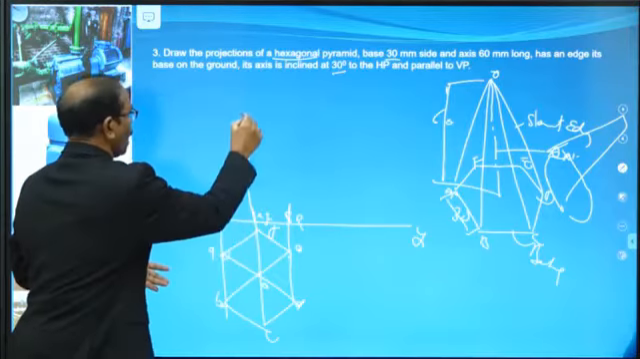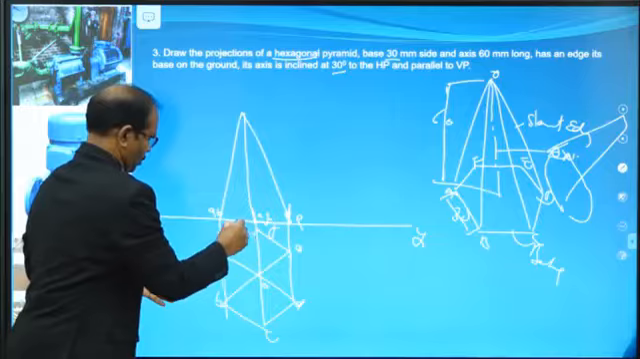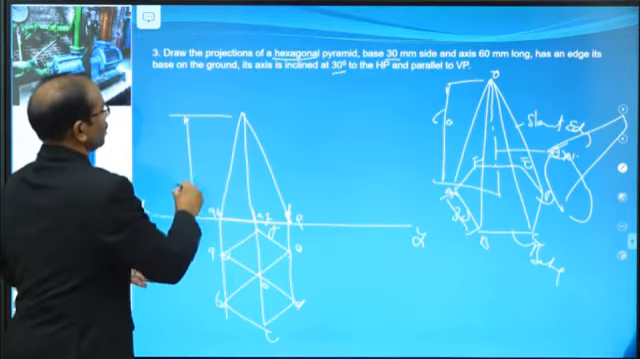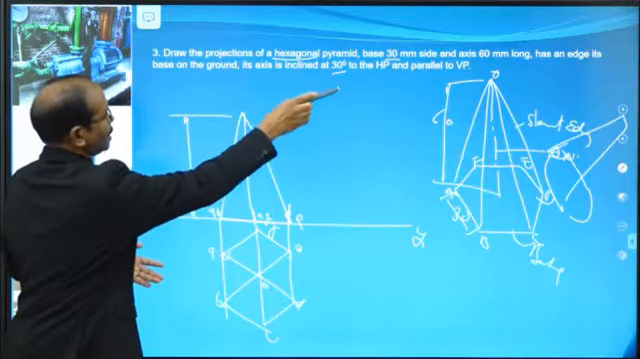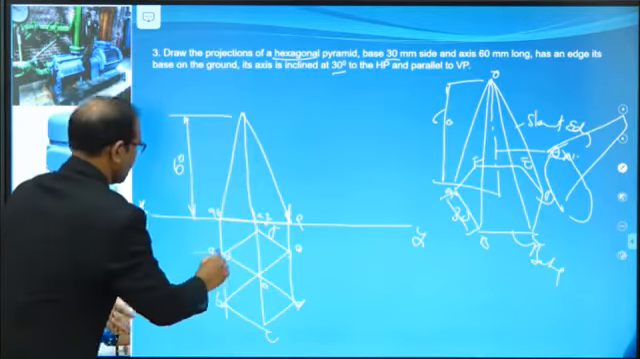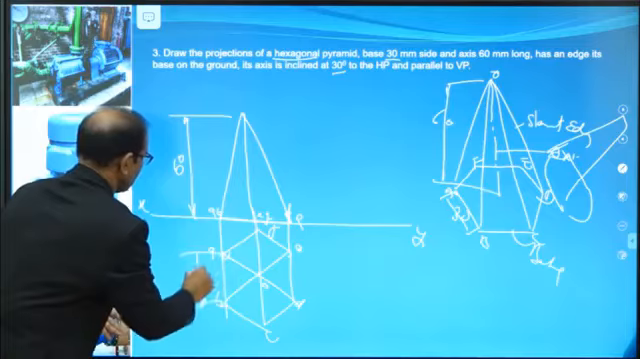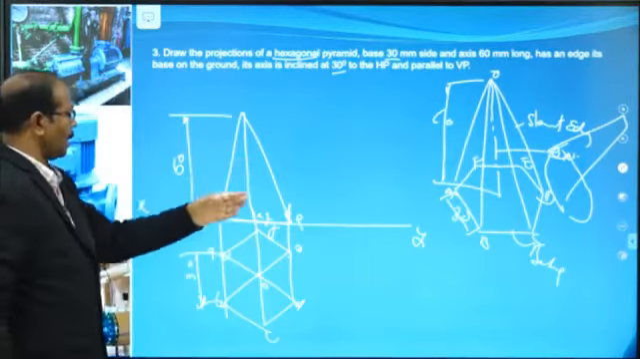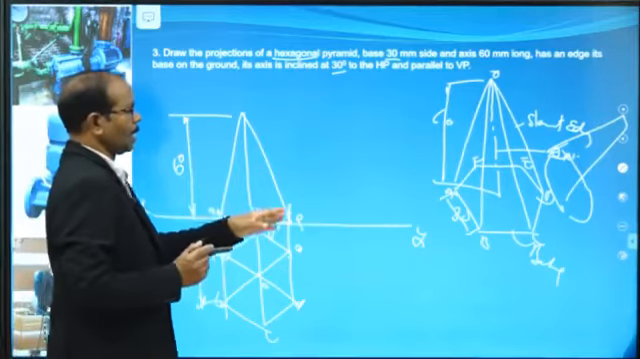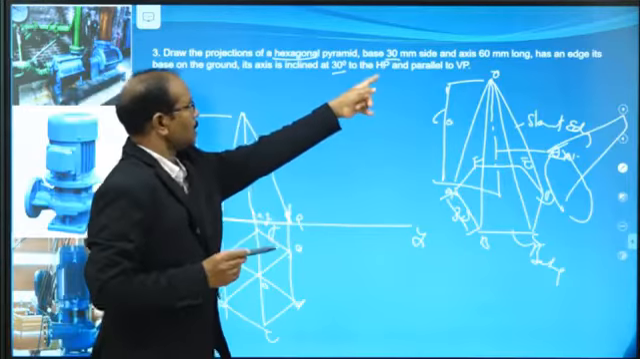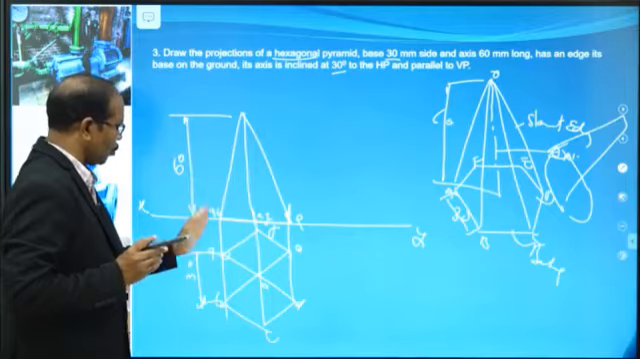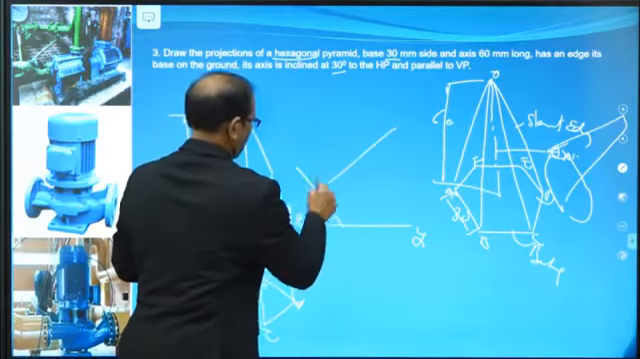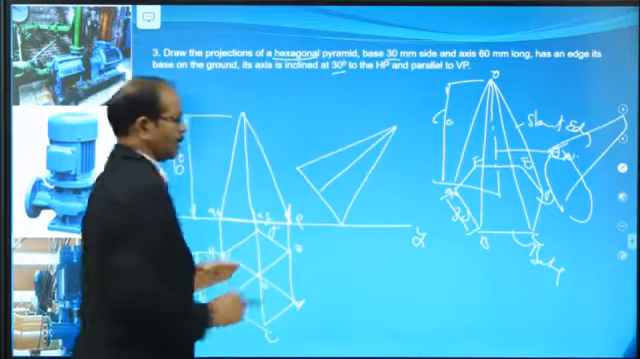Now this is the object. This is the simple position. The given numerical values: the axis height is 60 mm. The given side is 30 mm. Now at an angle, just draw at an angle of 30 degrees. Now it is very important, you need to concentrate. Now this is the final shape of your object. This is the final shape.